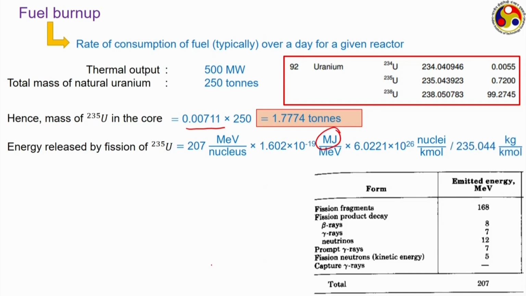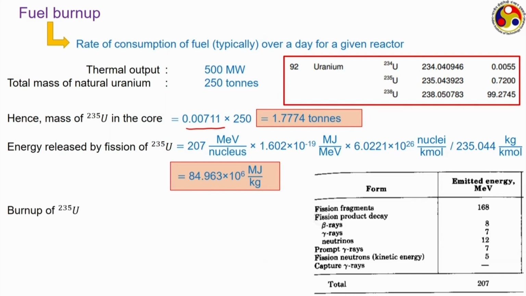And next, if we divide it by the molecular mass of uranium 235, then we get the total output per kg of fuel. So, we are getting 84.9 into 10 to the 6 megajoule of energy from a single kg of uranium 235 alone, and the total quantity that we have supplied is 1.7774 tons.